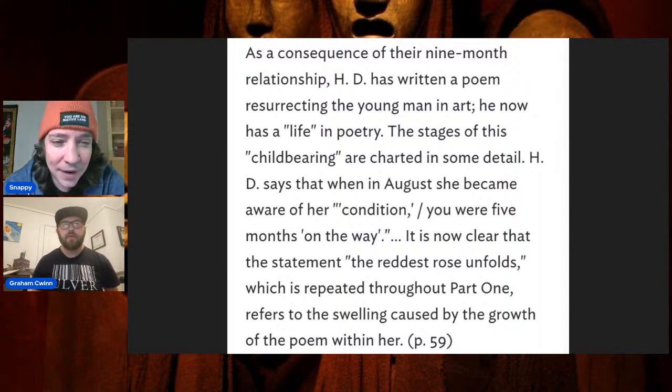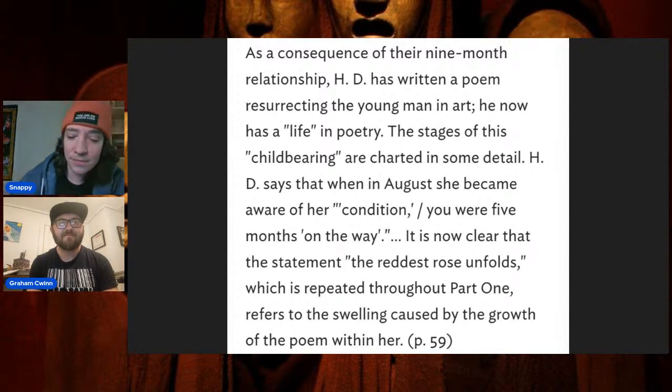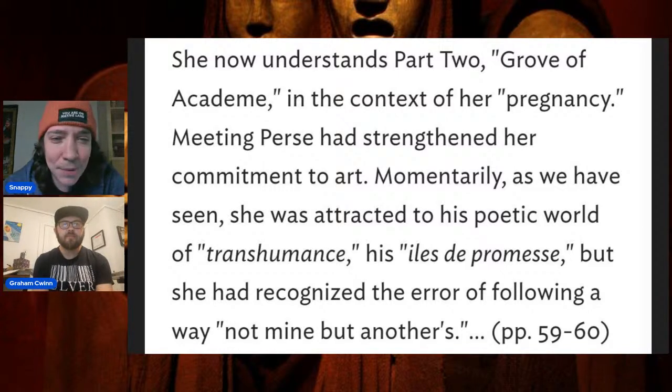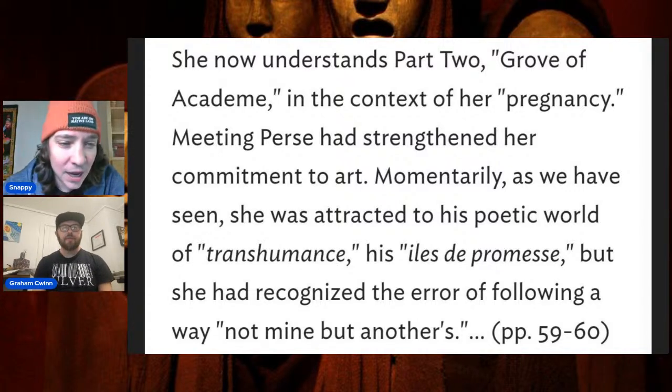The stages of this childbearing are charted in detail. HD says that when in August she became aware of her condition, you were 5 months on the way. It is now clear that the statement, the reddest rose unfolds, which is repeated throughout part 1, refers to the swelling caused by the growth of the poem within her, the birth of this new man. She now understands part 2, Grove of Academy, in the context of her pregnancy, meaning Persée had strengthened her commitment to art. Momentarily, as we have seen, she was attracted to his poetic world of transhumance, his Ile de Promesse, islands of promise. But she had recognized the error of following a way, not mine, but another's.